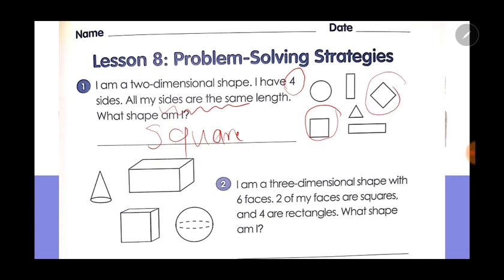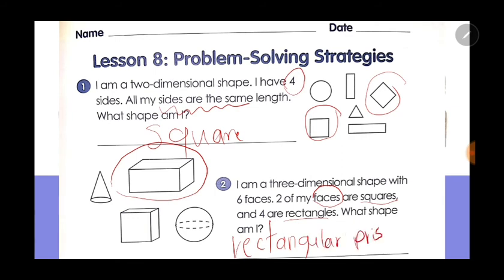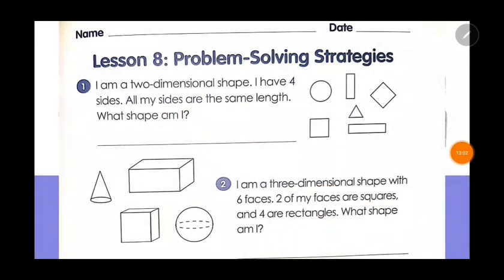Number 2. I'm a 3-dimensional shape with 6 faces. 2 of my faces are squares and the 4 are rectangles. So not all the faces are squares. 2 squares and 4 rectangles. What shape am I? Perfect, rectangular prism.